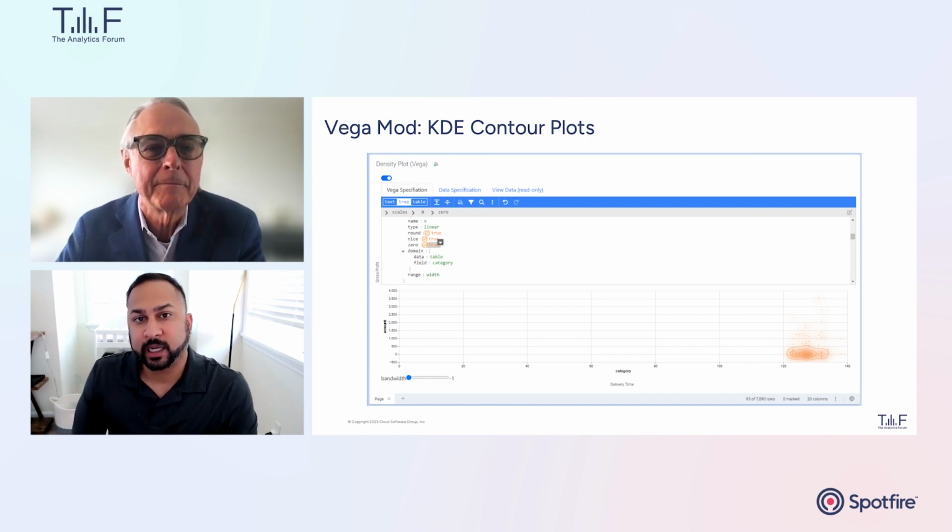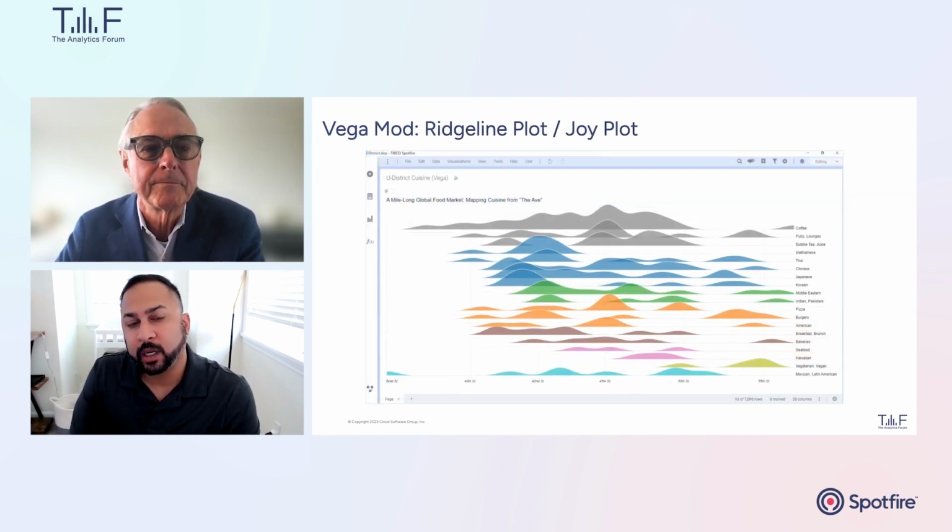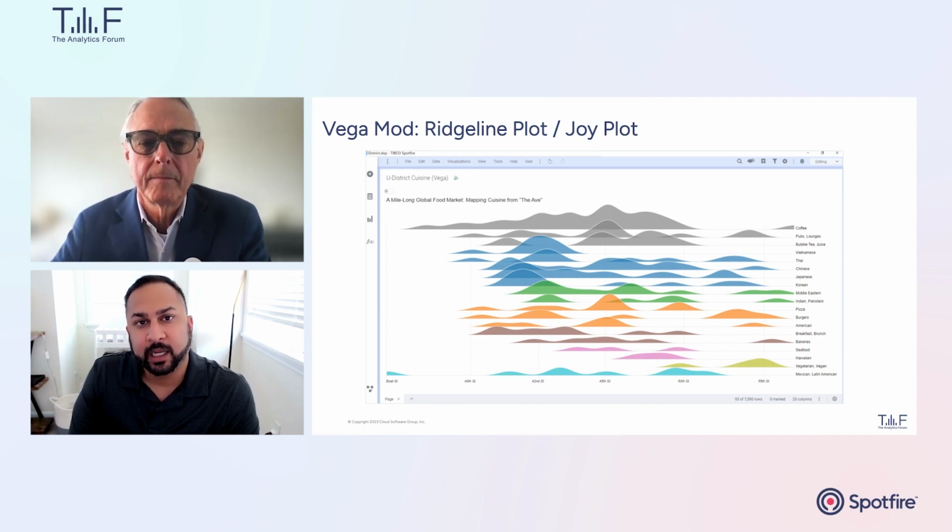Absolutely. So on the next slide, you'll see the ridgeline plot. An actual end user won't see that Vega declaration in there, but they might see something like this, which is trellis values for the frequency of different restaurant types in the University District of Seattle, Washington. And Michael, you like to call this the Joy plot, right?